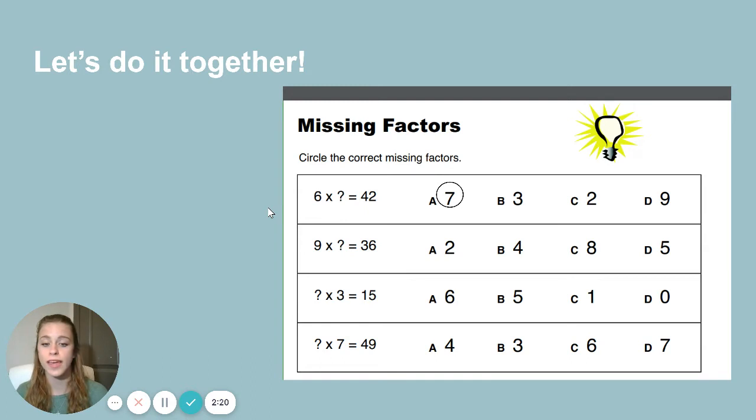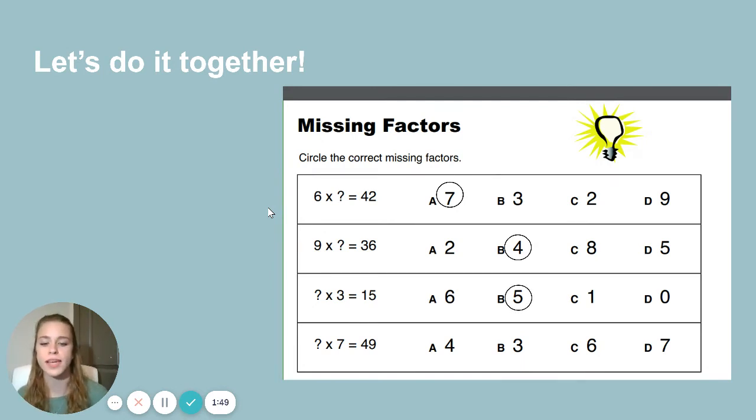And then we have 9 times blank equals 36. And we know it's not going to be the 5 because it's not divisible by 5. We know it's not going to be 2 because it's not 18. So 9 times 4 equals 36. And then we have blank times 3 equals 15. Well, 15 is divisible by 5, and I see 5. And it's not a 1 or a 0, so let's do 5 times 3 equals 15, which it does.